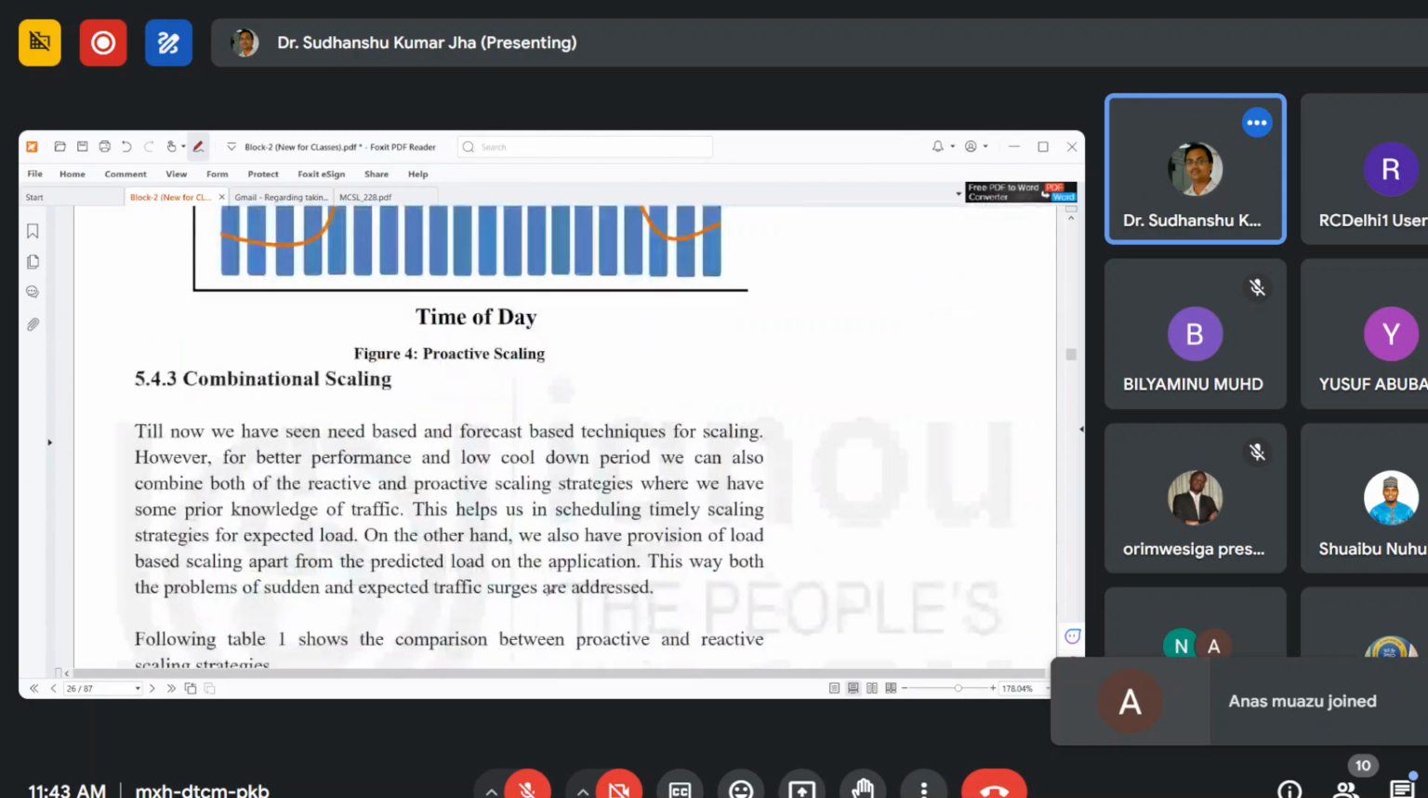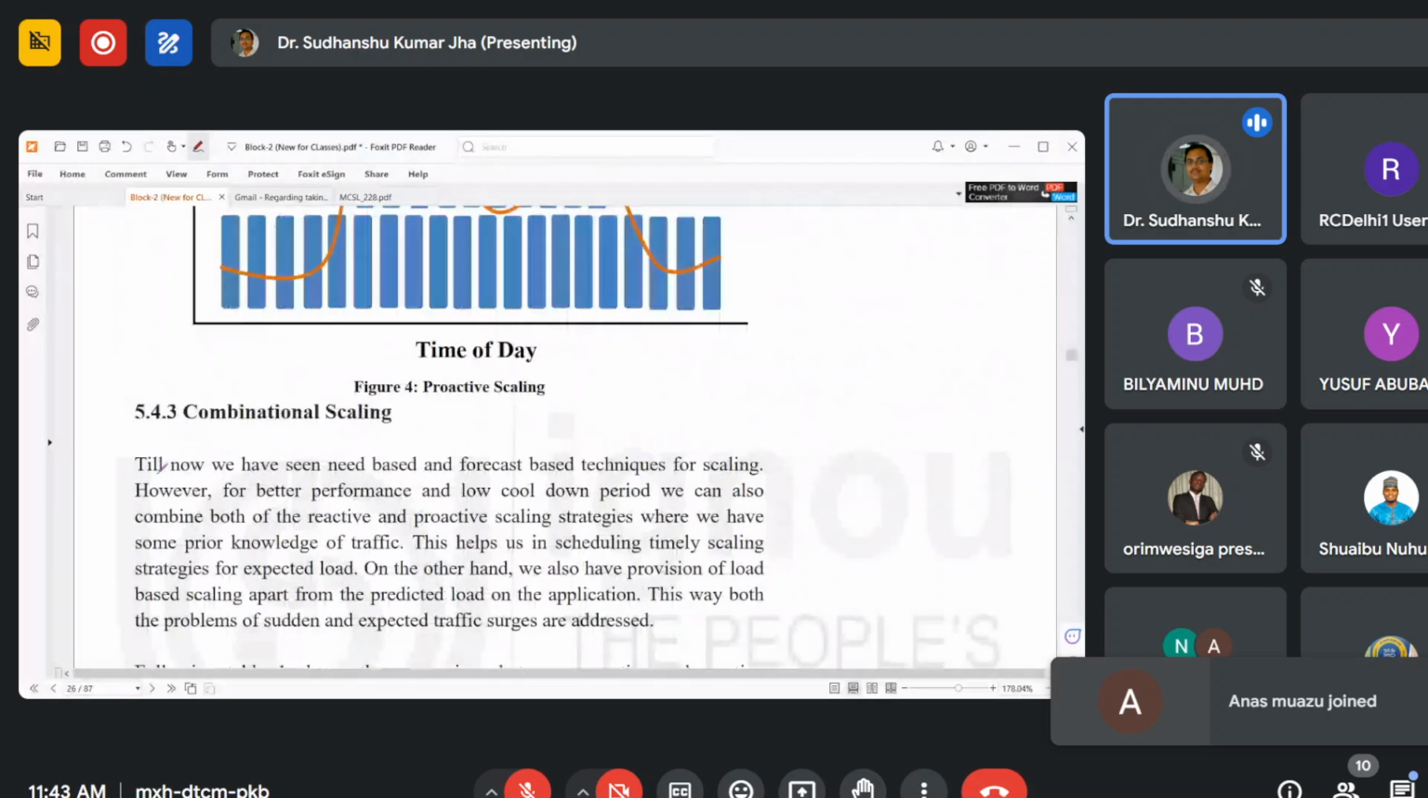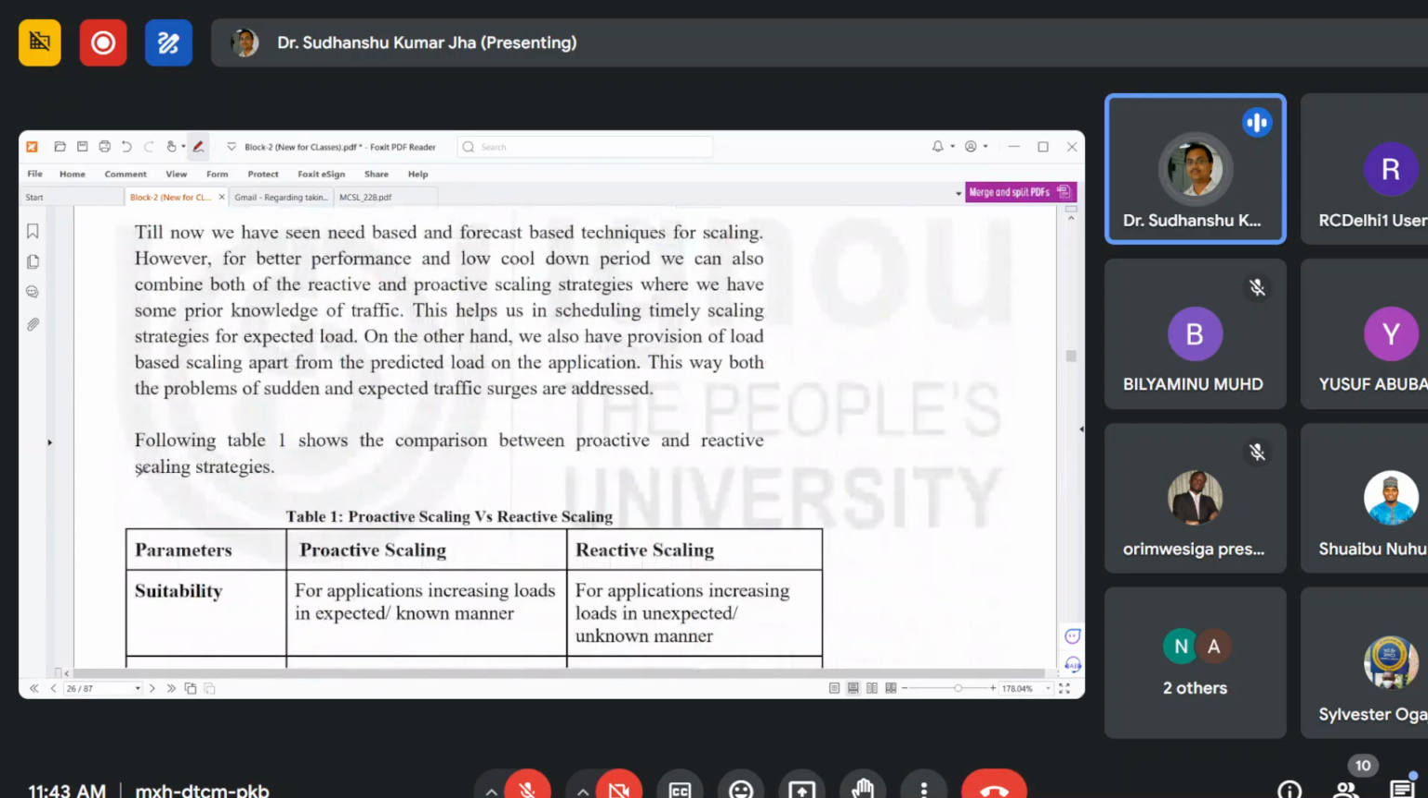So it is reactive, and we have a combination. Obviously proactive is not good every time, and reactive has its own calculation cost or algorithmic cost. So that is also not feasible every time. So we are going with combinational scaling. In combinational scaling, we start with the proactive scaling concept, and later on we move to the reactive scaling concept.